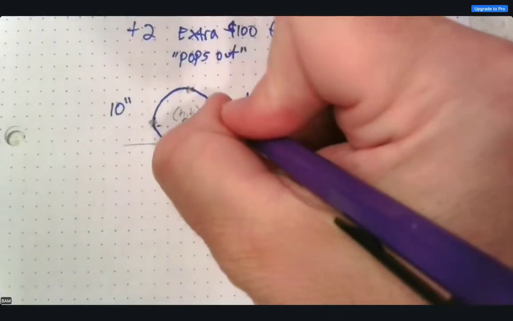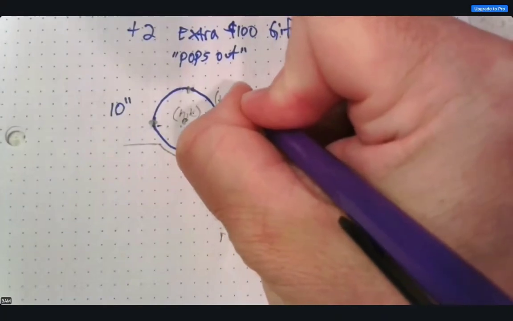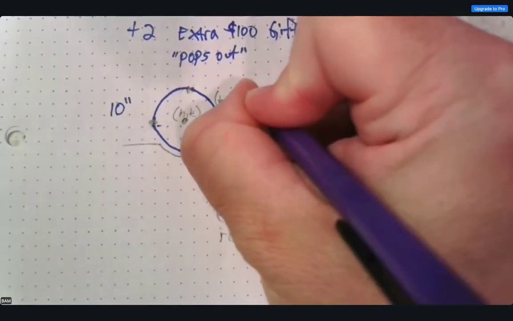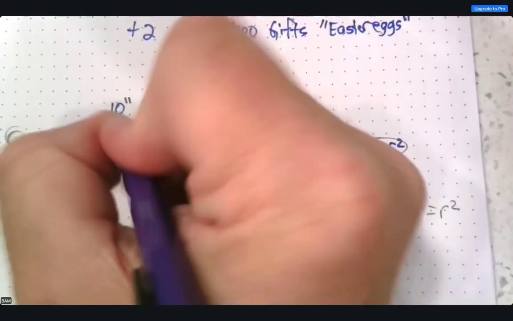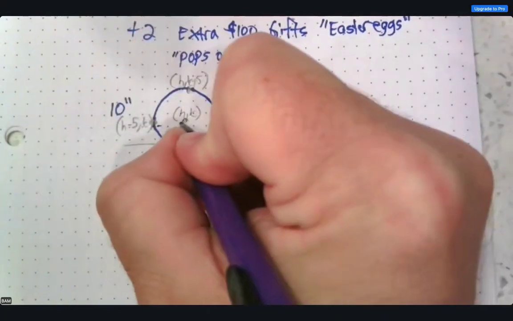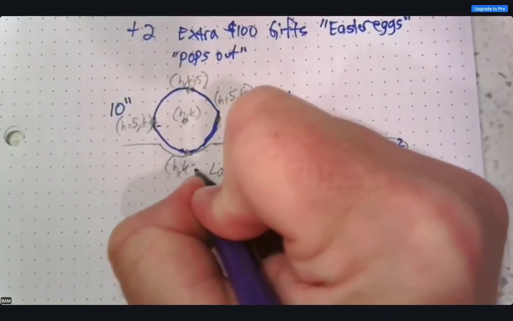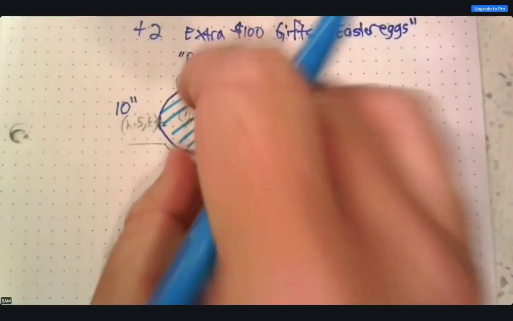This position here is h plus 5 comma k. This one is h comma k plus 5. And this one is h minus 5 comma k. And this one is h comma k minus 5. So we have these 4 points. So this is one potential model.